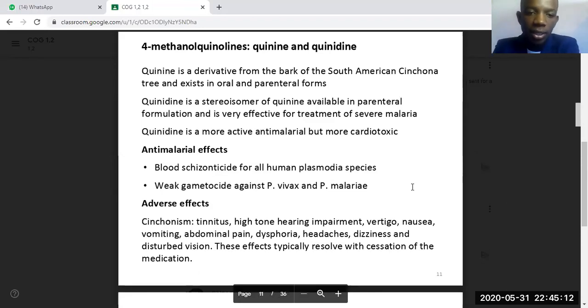The blood antimalarial effects are that it is a blood schizonticide for all human Plasmodium species. So the schizonts are the ones being targeted by this particular antimalarial, but it is weak against the gametocytes of Plasmodium vivax and Plasmodium malariae. So the schizonts are basically the ones that are being killed off. Now, what are the common adverse effects?